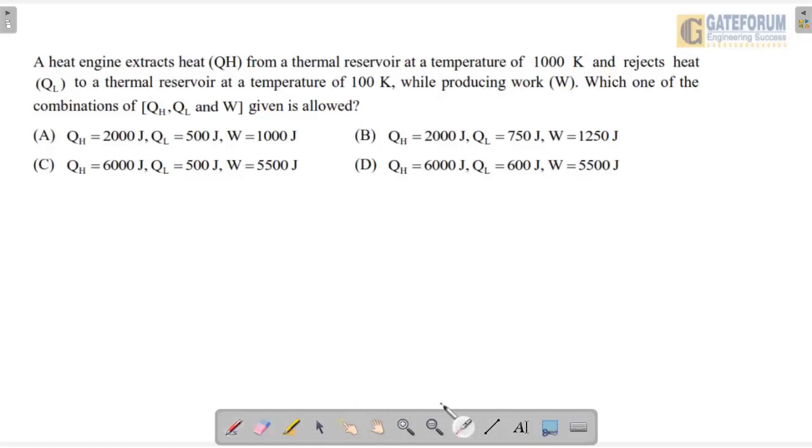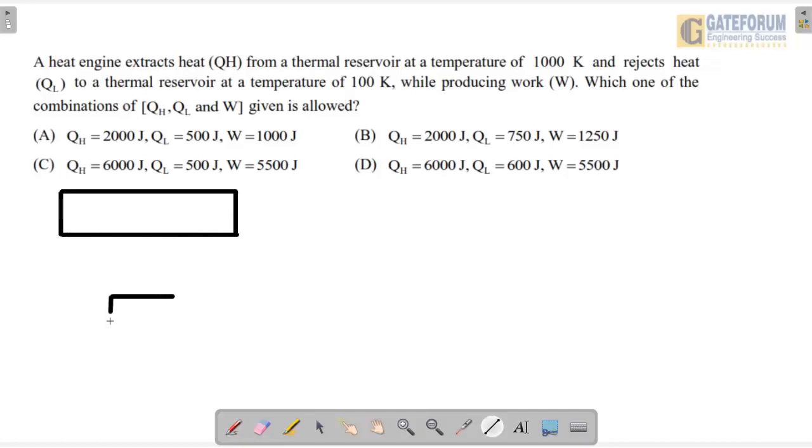So what is the problem, guys? A heat engine extracts QH from a thermal reservoir at a temperature and rejects QL to a thermal reservoir, while producing work W. Which one of the following combinations is correct? Very easy, guys. Suppose there are two reservoirs. This is reservoir 1. This is your heat engine, and this is your reservoir 2.